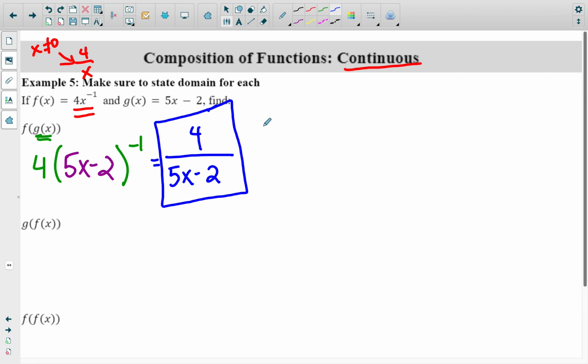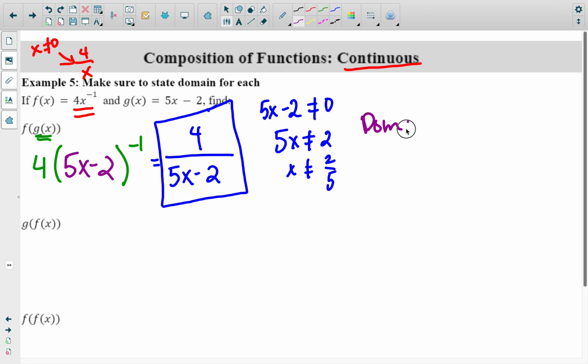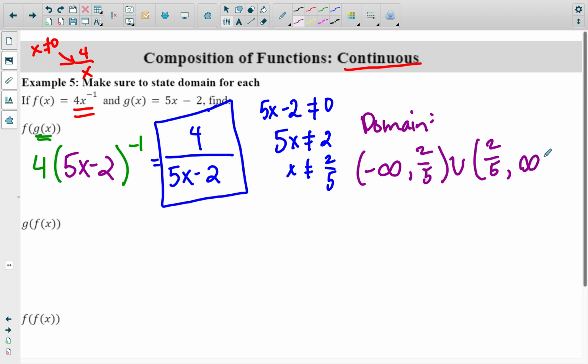What can we not plug in for x? Looking at our denominator, we want to make sure that denominator is not equal to 0. Okay, so a couple steps solving through. If we treat this like a linear equation, add 2 to both sides, we want to get that x cannot be equal to 2/5. All right, x cannot be equal to 2/5. So we need to represent that in our domain. Okay, in interval notation, we want to skip over 2/5. So we want to go from negative infinity up to 2/5. Close your parenthesis, union, pick up at 2/5, comma, positive infinity.